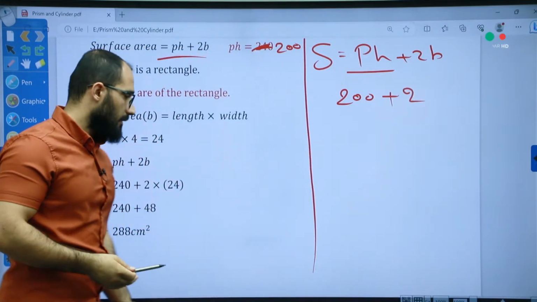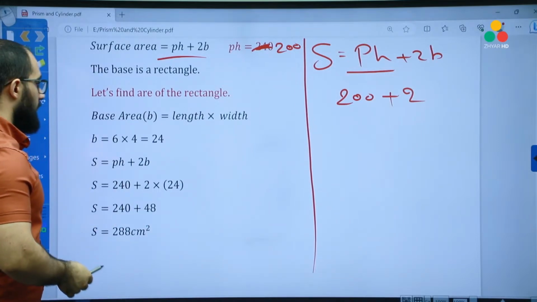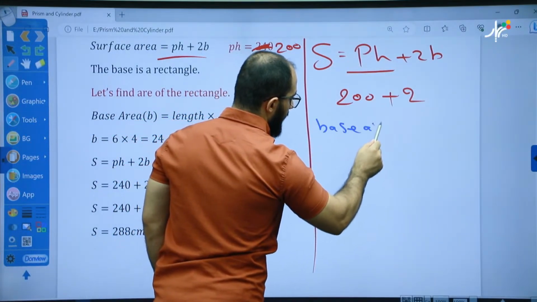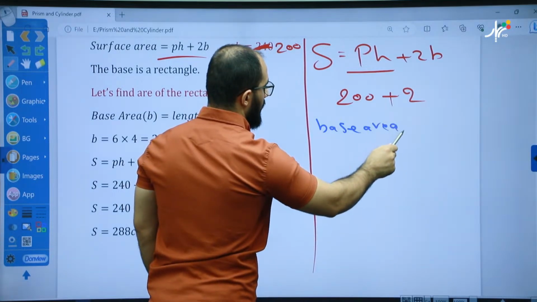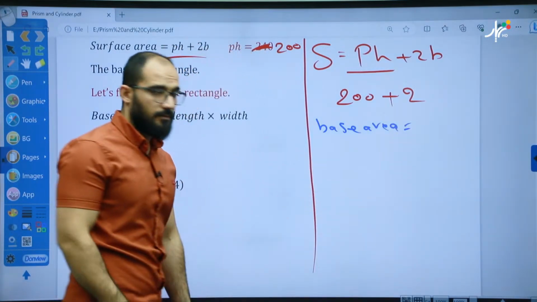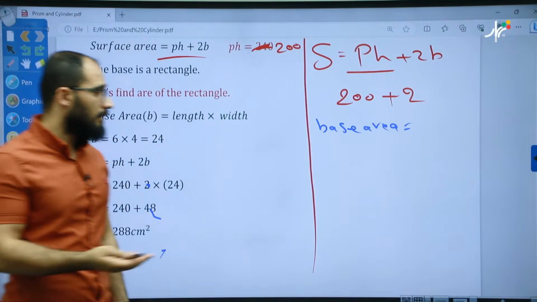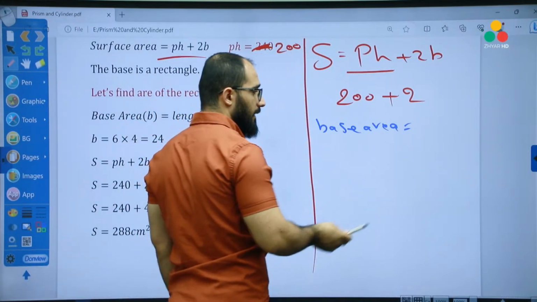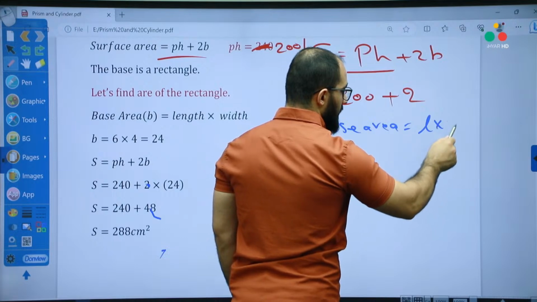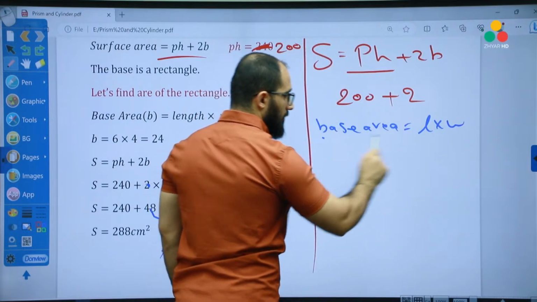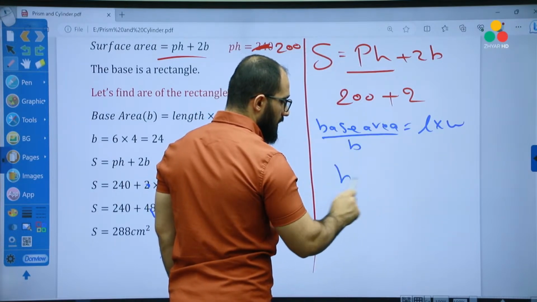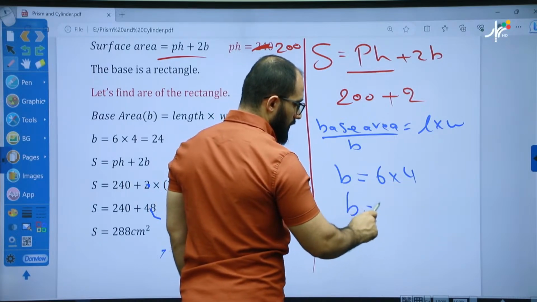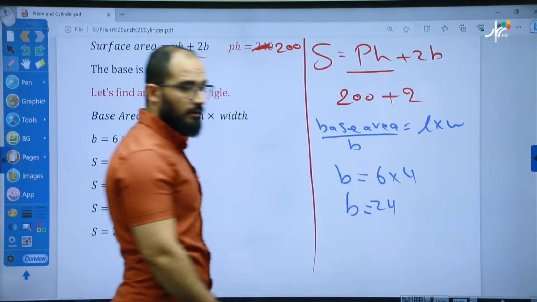What was B? Okay, let me explain. B is the base area. Okay, what was the base? The base was a rectangle. Okay, the rule of area of a rectangle is L times W. Okay, base area is B. So B is equal to 6 times 4. So B is equal to 24.